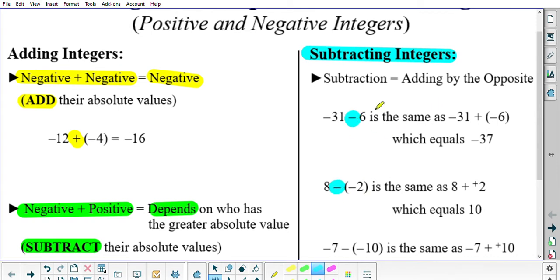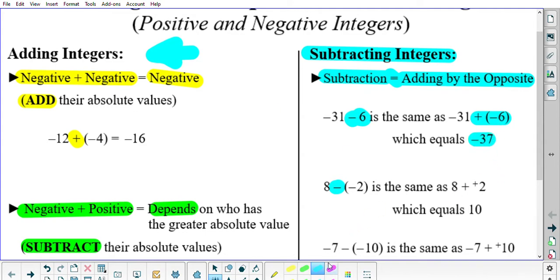Well, here's the rule that we learned. We learned that we can make every single subtraction problem become adding the opposite of the very next number, because they are the same thing. They are equal. They are equivalent. So we learned that negative 31 minus 6 could become negative 31 plus negative 6. And then you can use the rules of adding integers, which we just reviewed. And so negative plus negative, you'd add in your head, and you would get negative 37 as your answer.